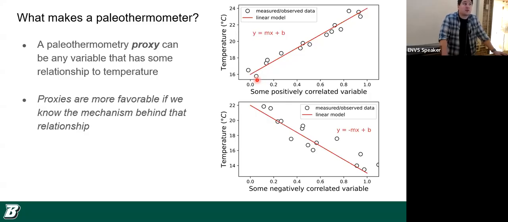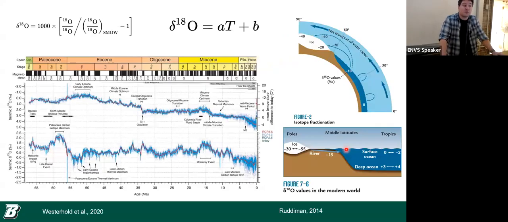Most of them are proxies, which is to say that you go and measure some variable that's not itself temperature. But you find in a modern world that there's some correlation, some relation between that variable and temperature. It could be a positively correlated variable. It could be a negative correlated variable. Once you document what that equation looks like in the modern world, you can go and measure that variable in ancient sediments and apply that equation and come up with a temperature estimate. Proxies are generally more useful to us if we know what mechanism drives that relationship, rather than just deriving some random equation. A classic example of this is oxygen isotopes.